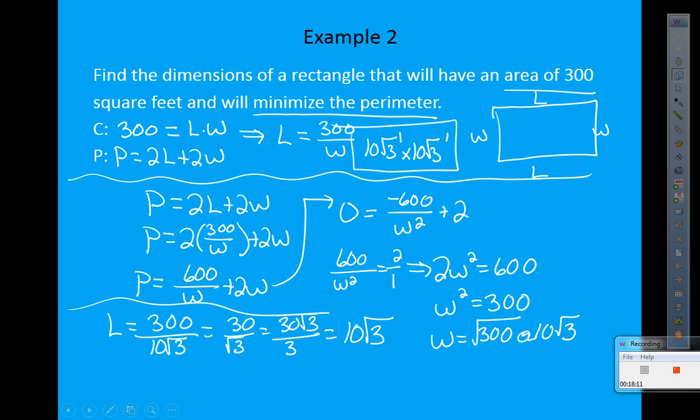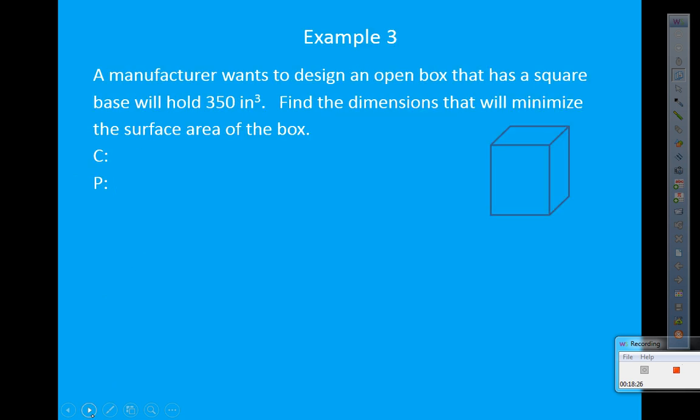Once again, a square. If you're asked to minimize the perimeter but maximize the area, it's always going to be a square if it's got to be a rectangle. Otherwise, a circle beats a square. Okay? So there's 2 down. Now I'm going to get into some volume type equations.